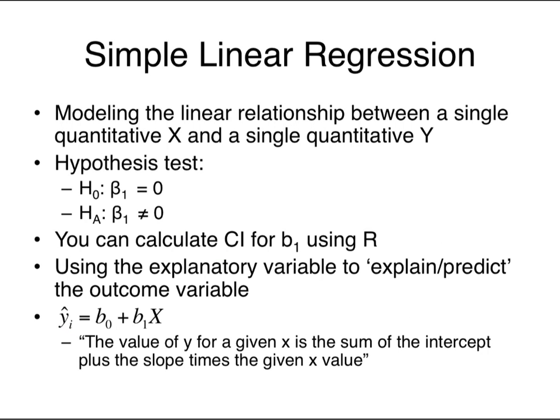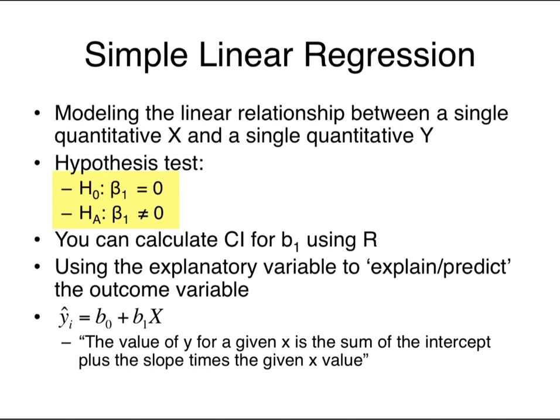So let's turn to simple linear regression. Simple linear regression is used when you want to model the linear relationship between a single quantitative x variable and a single quantitative y variable, although it can also be used to estimate the linear relationship between a qualitative explanatory and quantitative outcome variable. So we fit a line to estimate the relationship between the explanatory and outcome variable.